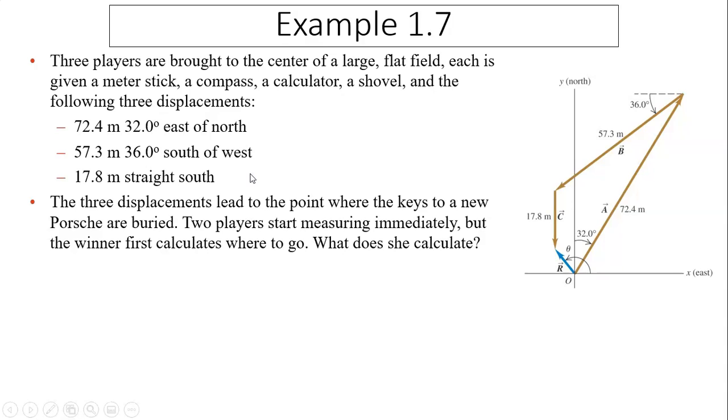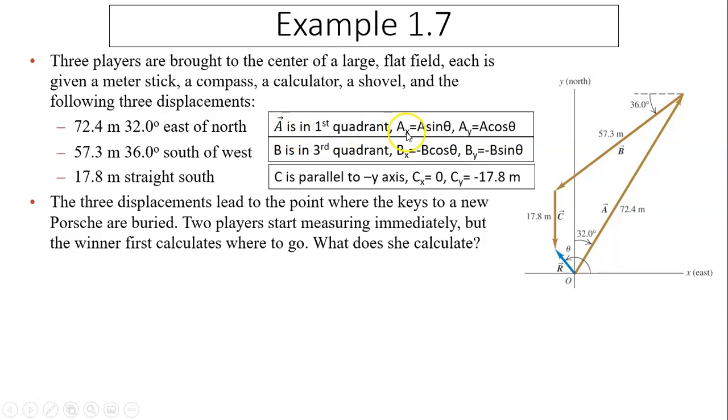Let's take a look at another example. Three players are brought to the center of a large flat field. Each is given a meter stick, a compass, a calculator, a shovel, and the following three displacement vectors A, B, and C. The three displacements will lead to a point where the keys to a new Porsche are buried. Two players start measuring immediately, but the winner first calculates where to go. What does she calculate? As you can see, this vector R is the vector sum of A plus B plus C. To add them together, first you need to find what A is.